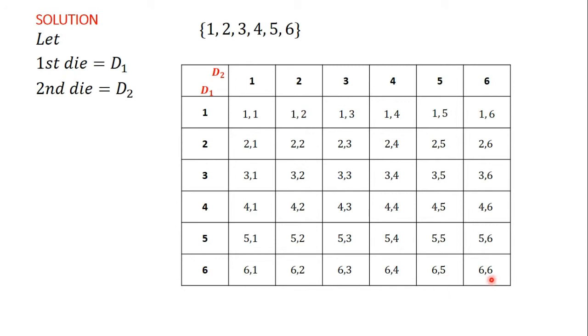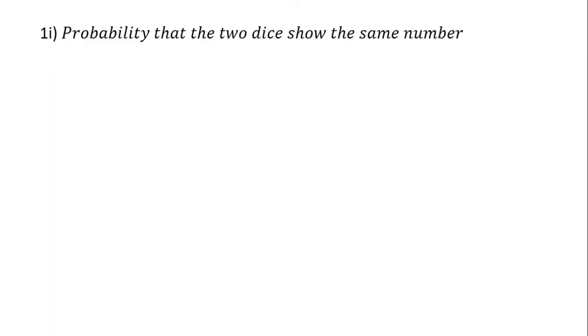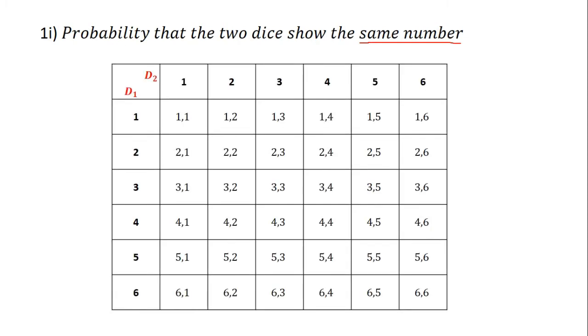This means that when you roll two fair dice together, these are the set of possible outcomes. When you count them, you are going to get a total of 36. It means that our sample space is 36. The first question says that we should find the probability that the two dice show the same number. So the event we are looking for here is the same number. Now this is our table.